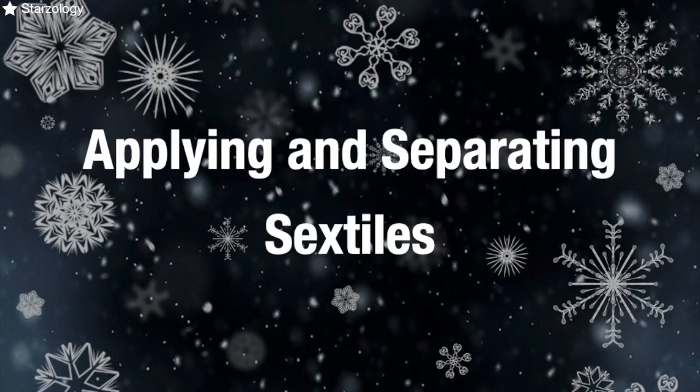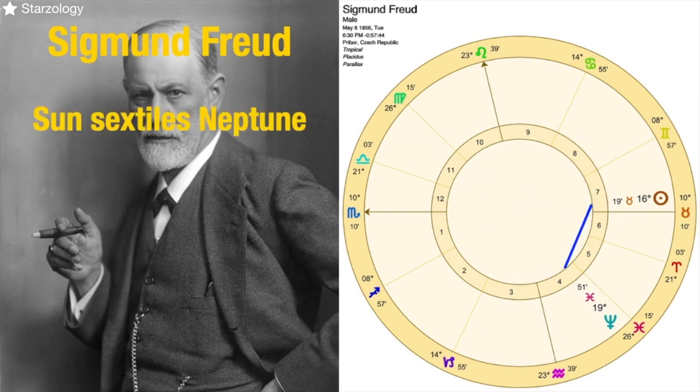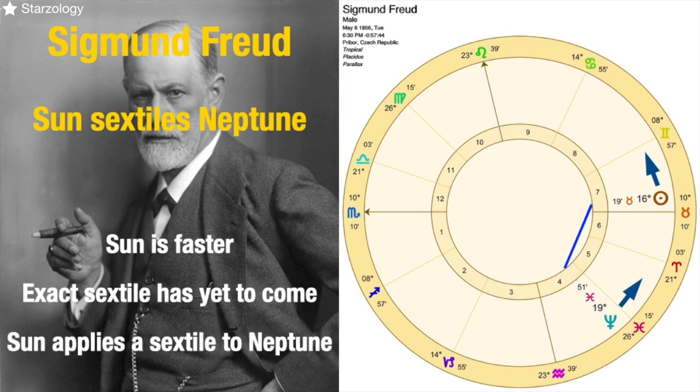Applying and separating sextiles, let's look at the chart of Sigmund Freud. He has Sun sextile Neptune. So Neptune's direct, the Sun is direct, the Sun is faster than Neptune. The exact sextile has yet to come because the Sun is at 16, so it will go 17, 18, 19, and be exact with Neptune. The Sun is applying a sextile to Neptune.